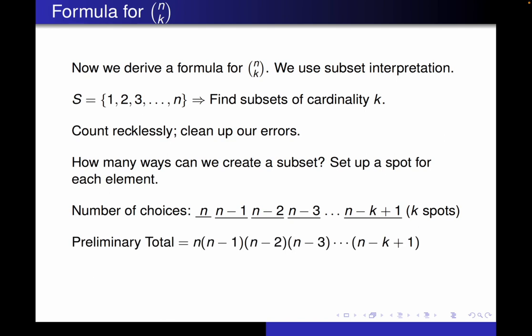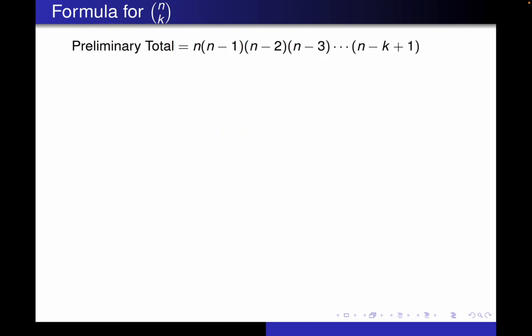We multiply all those together to get n times n minus 1 times n minus 2 times n minus 3, all the way down to n minus k plus 1. However, we have overcounted by quite a lot, and let's see if we can figure out how. So there's our preliminary total. Let's keep that in mind as we're doing our thinking here.